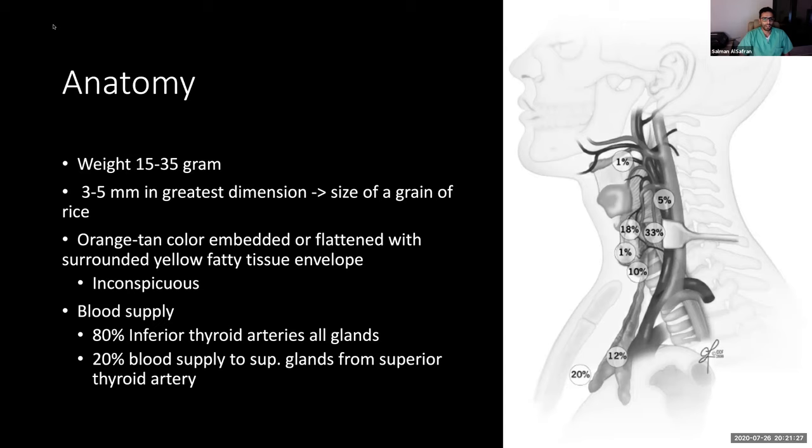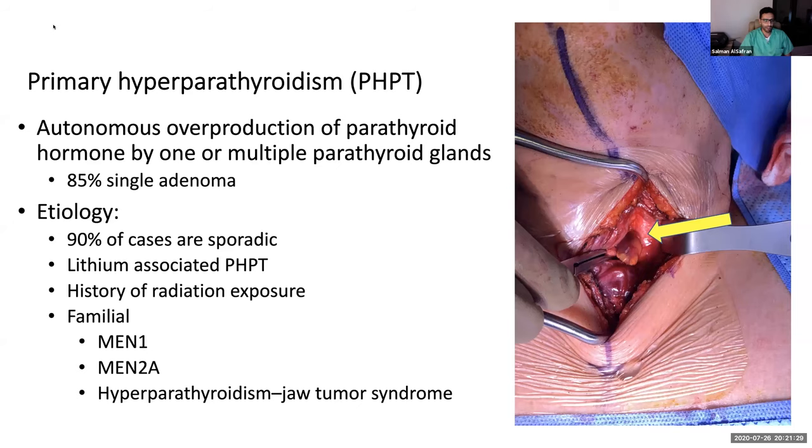So what's primary hyperparathyroidism? It's basically autonomous overproduction of parathyroid hormone by one or multiple parathyroid glands. And 85% of the time, we have a single adenoma that's overproducing the parathyroid hormone. The etiology, 90% of the time, is sporadic. We don't know the cause.